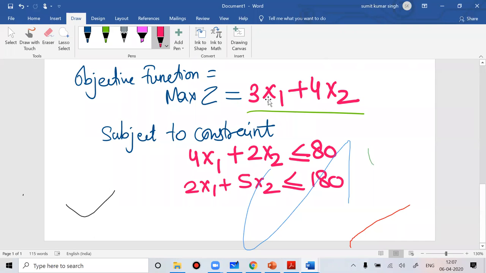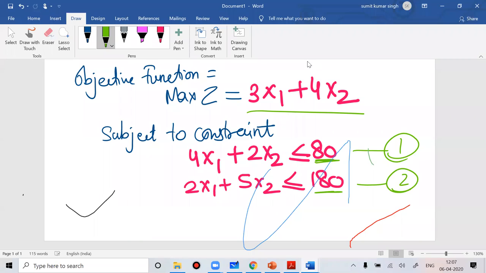So your objective function is to maximize 3x1 plus 4x2. When you are trying to maximize 3x1 plus 4x2, you have these constraints. The first constraint is grinding, and the maximum grinding you can do is 80 hours. The second constraint is polishing, and the maximum time you can use for polishing is 180 hours.